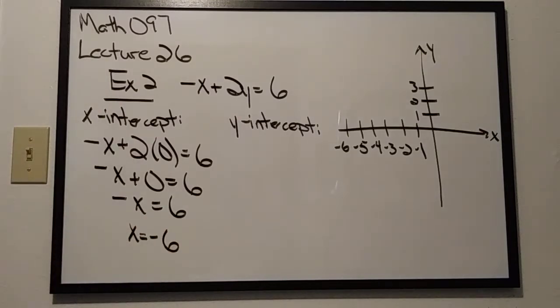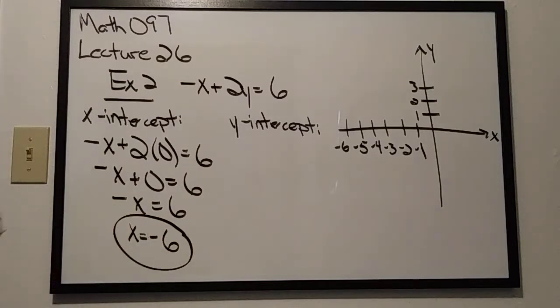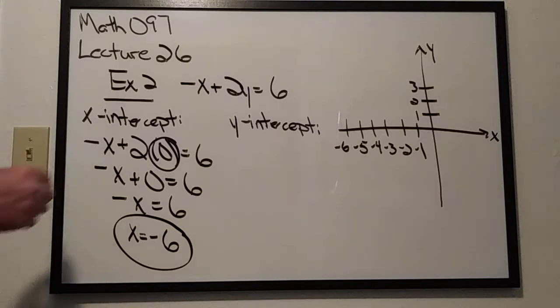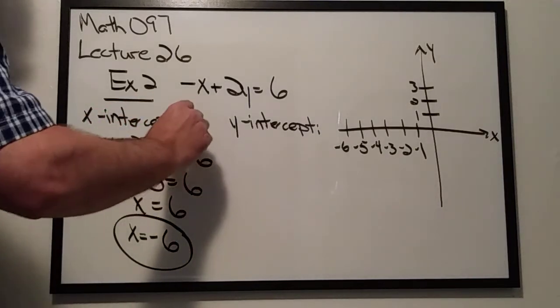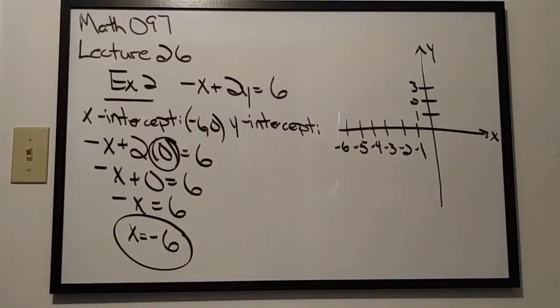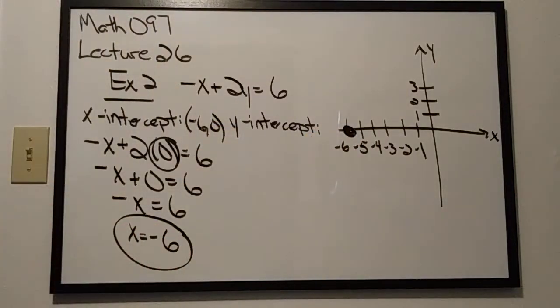Now that we have that, remember that your author defines x-intercepts as points. So we have the two pieces of information. We have the x coordinate is negative 6, and we know that the y coordinate is 0. So if we put those two pieces together, the x-intercept is the point negative 6, 0. Well, negative 6, 0 is hanging out right there on the x-axis. Now, it's always a good thing to double check. Make sure that your x-intercept is on the x-axis, as it is on the board here.